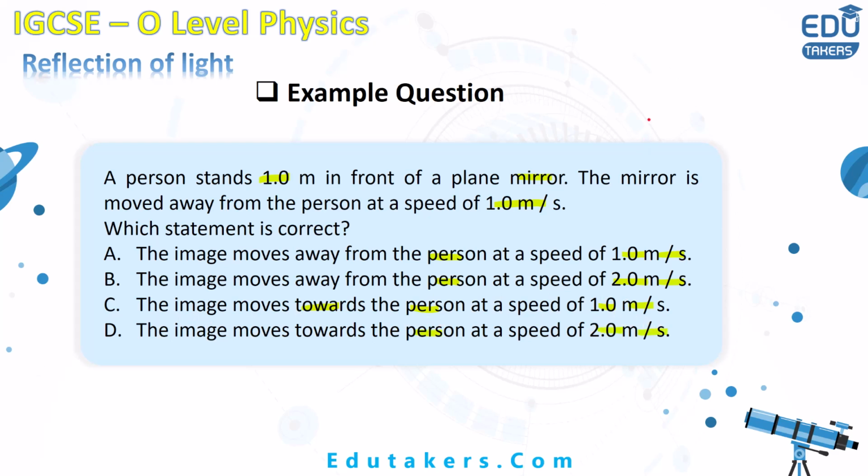So first of all, draw the figure here. I suppose that here is a plane mirror. And I place the object on one side of the plane mirror, which is the person. I suppose that the person stands here and its distance from the plane mirror is 1.0 meter. The image is formed on the other side of the plane mirror at the distance of 1.0 meter.